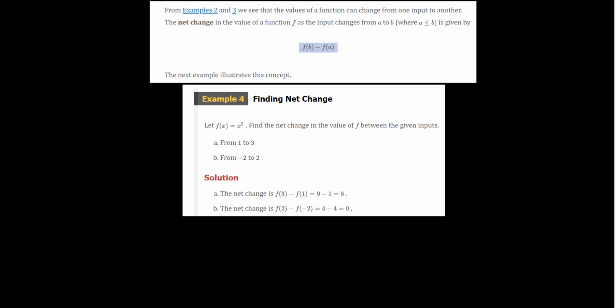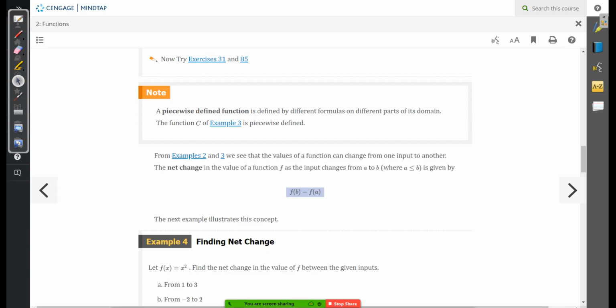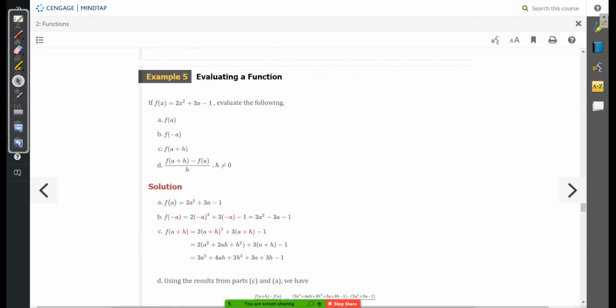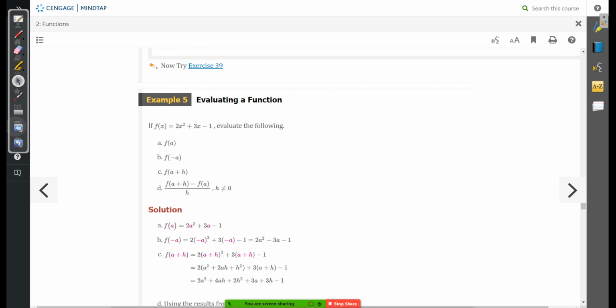Here, example B, what's the larger number? Well, it's 2. The smaller number is negative 2. So we'll say f of 2, the larger number, minus f of negative 2, the smaller number. Well, that's 4 minus 4, so net change is 0. And we'll talk about net change a lot more in the future. This is just a quick crash course in it. It's the function of the larger number minus the function of the smaller number. That's it. The next example, I believe, is very heavy in the arithmetic.